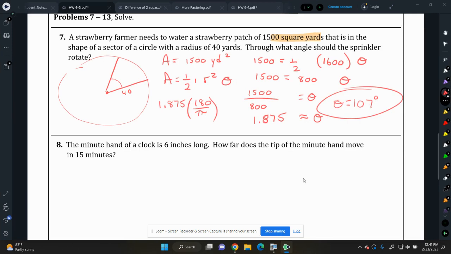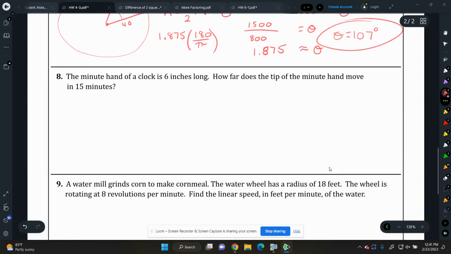Okay, the last one was number 8. This was the hardest one. The minute hand of a clock is 6 inches long. How far does the tip of the minute hand move in 15 minutes? So it's going to move to here. How far does it move? We're actually looking for that, which is S, right? S equals R theta.